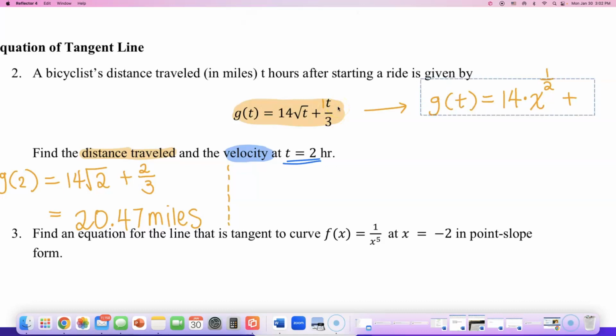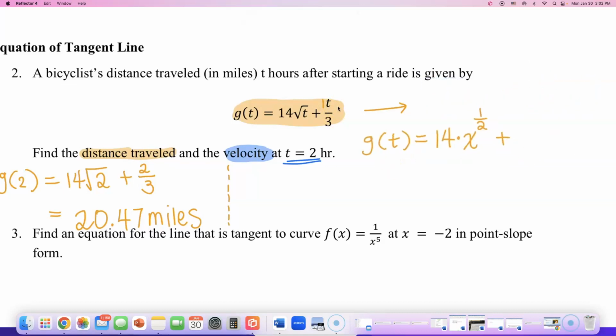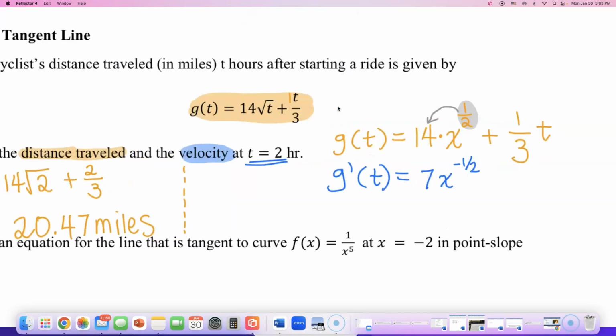So I'll write it that way too. I'll write the second term as 1/3 t so that I can see the coefficient clearly. I just brought the t down next to it. Now I am about to take the derivative of this. g prime of t is equal to, you bring down that old exponent of half to the front. If you do that, I have to do 14 times half. Well, half of 14 is 7, so I'll get 7x to the -1/2 power, because half minus 1 is -1/2.